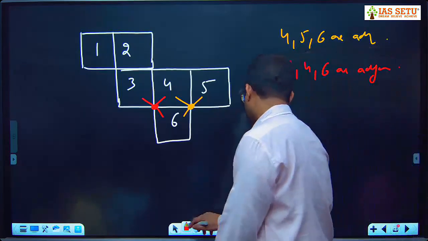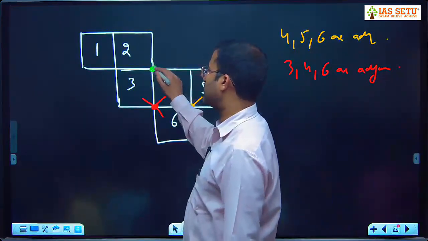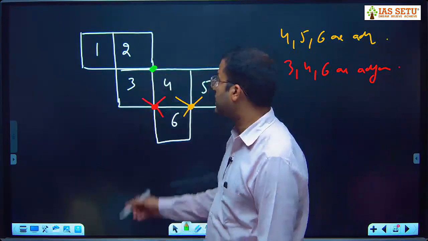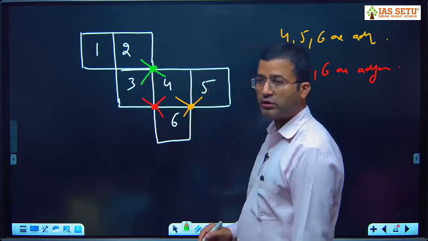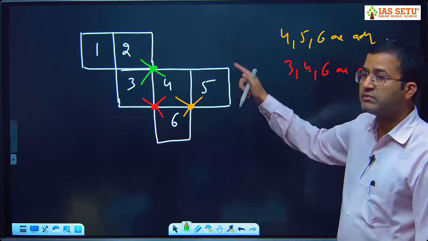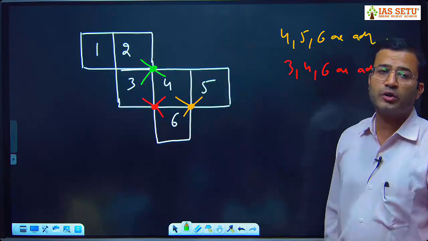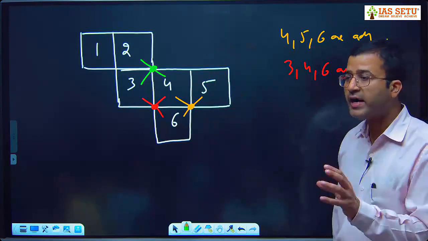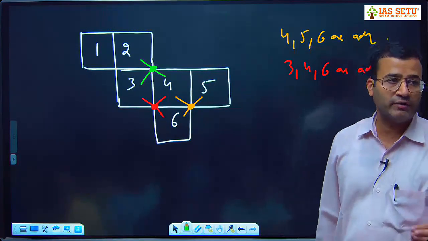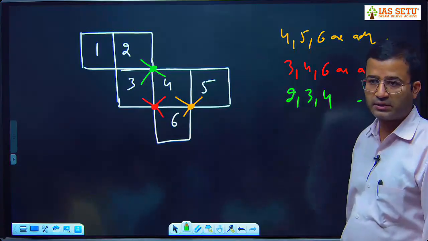Now here, if I use this vertex, can I say this vertex is common for 2, 3, 4? If I use property number 8, and I ask what is the relationship between faces 2, 3, 4, adjacent or opposite? Adjacent. Why? Because they are connected by a common vertex. So we can say 2, 3, 4 are adjacent.